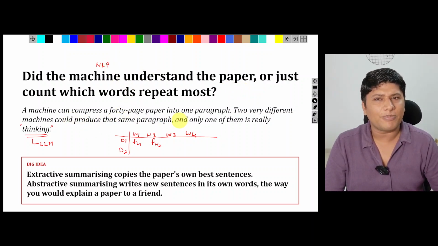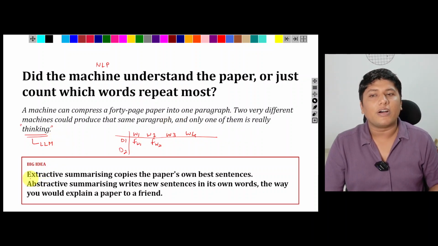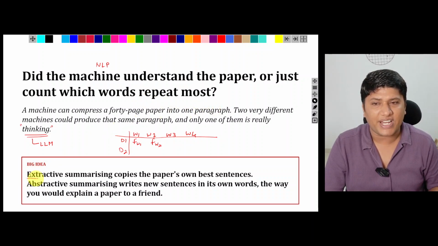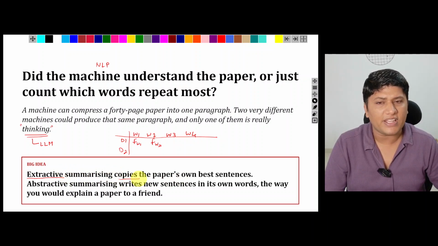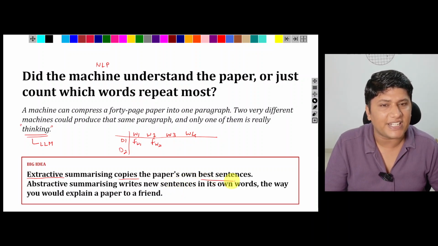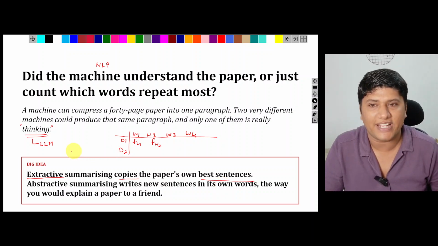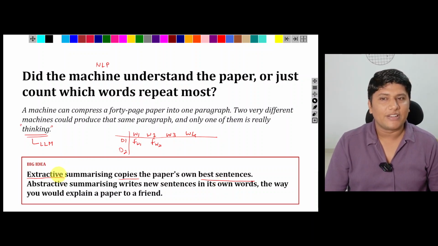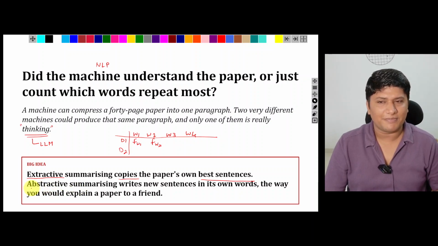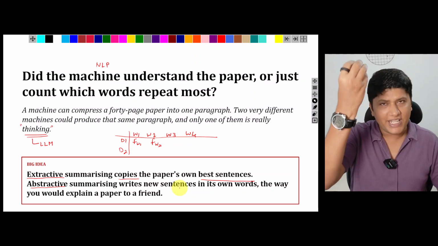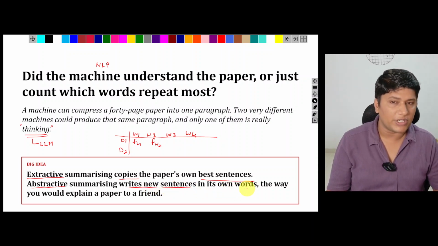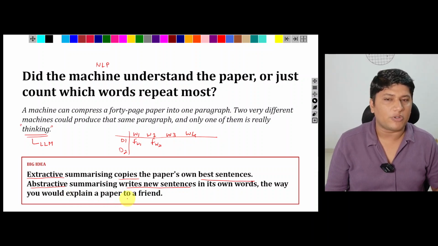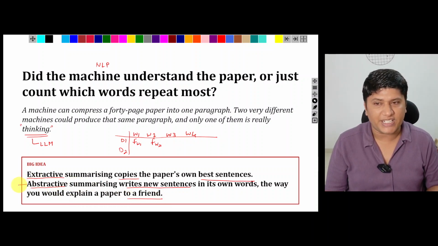Okay, so they could produce the same paragraph, but one of them is actually thinking. For example, one of the machines is doing extractive summary. What is extractive summary? Extractive summary is you are just copying or extracting the best sentences from the paper and putting them in a summary. That's called extractive summary. And second is abstractive summary, where you are reading the whole paper and then writing new sentences in its own words. The way we explain the paper to a friend is called abstractive summary. This abstractive summary does the thinking.